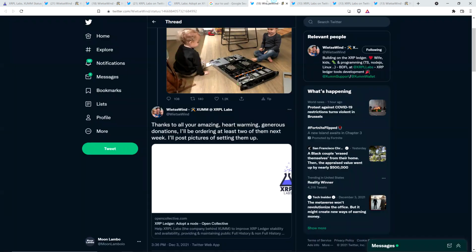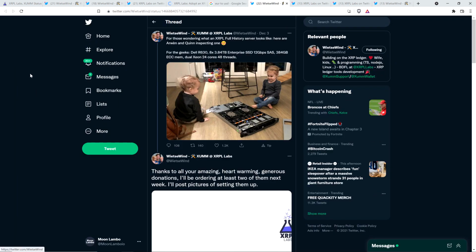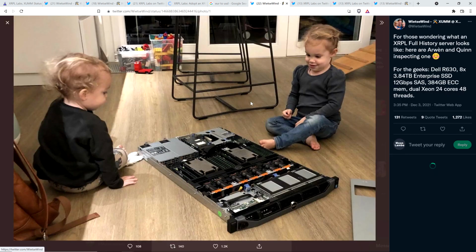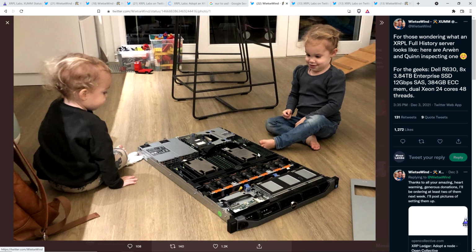And so then there was also this. I thought this is kind of cool, too. This is from We'd Say When, and he shared a picture, and he's got his two kids there in the picture, too, and he wrote, "For those wondering what an XRP ledger full history server looks like, here are Arwen and Quinn inspecting one." And then here, I'll just pull it full screen so you can see what it looks like.